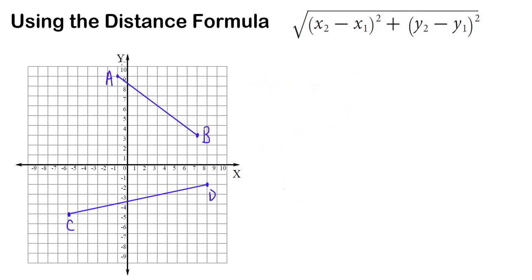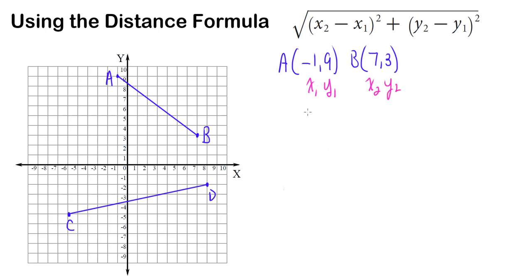First, what we need is to write the ordered pairs for each point. So A is at -1, 9, and B is at 7, 3. Now, you notice here the x2 and the x1 and the y2 and the y1, and this might look familiar to you from the slope formula. And it's from the same thing. Since we have 2 points, we have 2 x values and 2 y values. So what we want to do next is take one of the points and label it as x1, y1, and take the other point and label it as x2, y2.